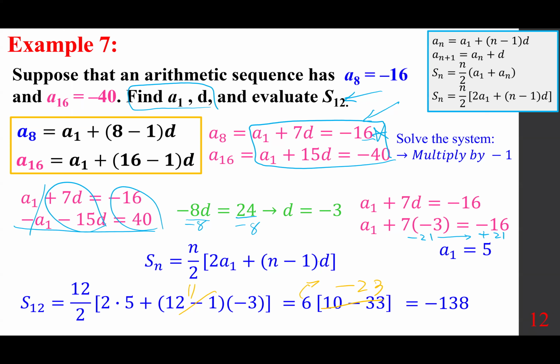So a quick recap. It's important to understand, according to what's given, A sub 16 and A sub 8, we have two equations, two unknowns. Using a system of equations, we will get to A sub 1 and D, and the rest becomes a piece of cake.